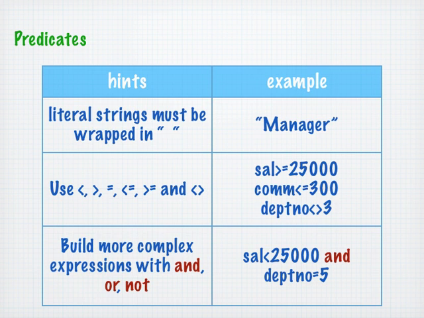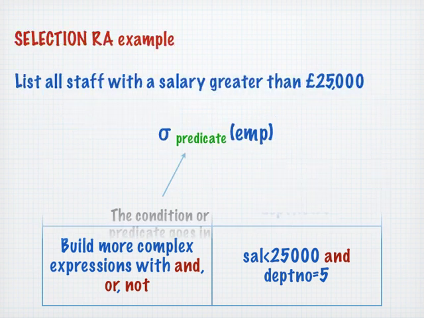But if it's a comparison against a string, then we must always remember to wrap the string up in double quotes. And in the final row, you can see that you can build more complicated expressions using and, or, not. So that example says find all the people whose salary is less than 25,000 and who work in department number 5. And you can make these conditions as long as you like, just adding more and more parts separated with ands, ors and nots.